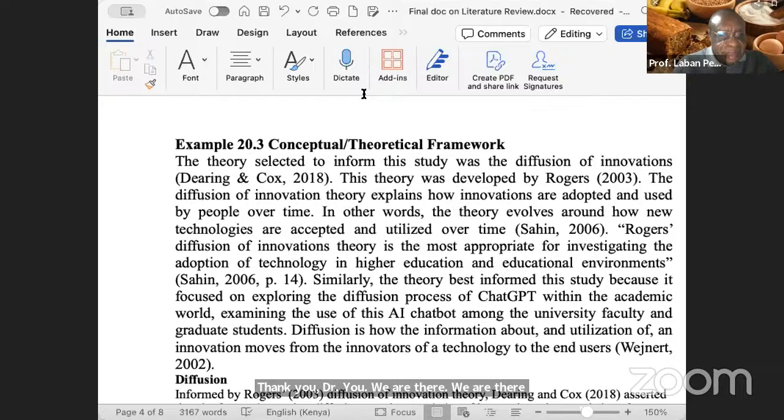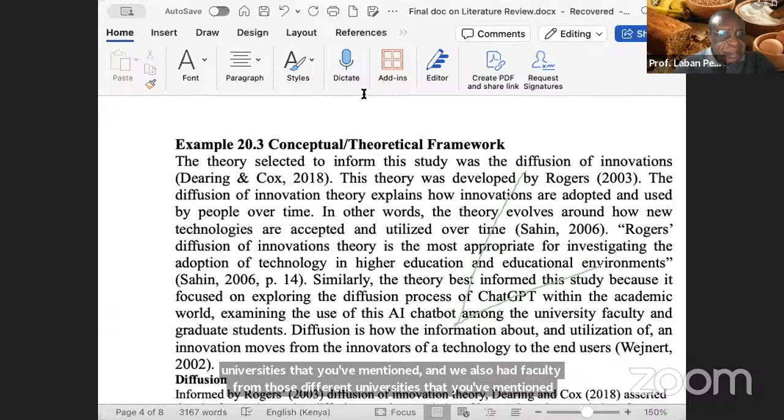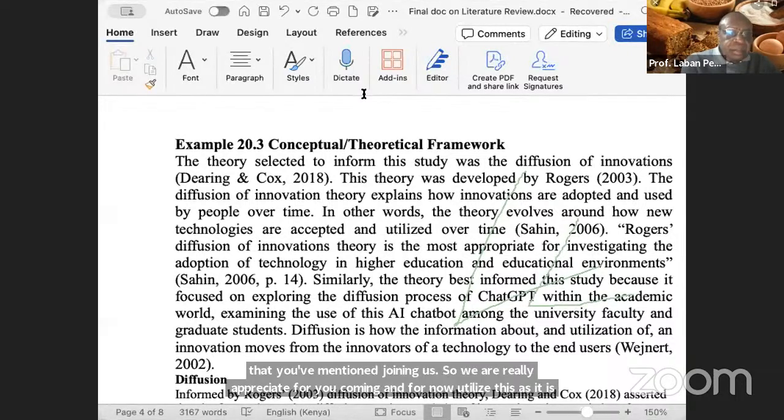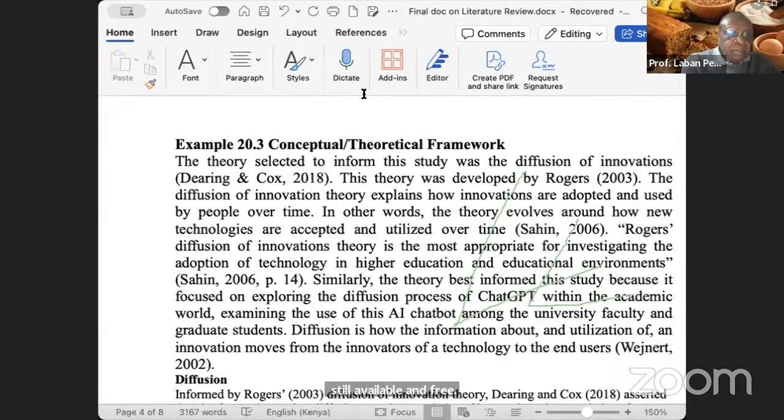And so we have had students. Of course, USI was in. We had Great Lakes, we had Seku, we had Moi. I know people send links to their friends, which is good, caring. And we also had faculty from those different universities joining us. So we really appreciate you coming. And for now, utilize this as it is still available and free. Maseno University was here too.